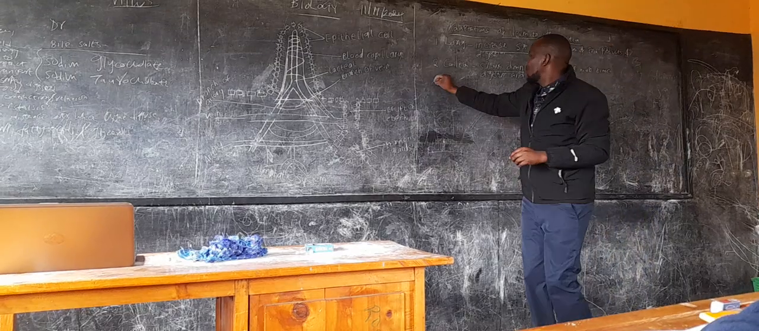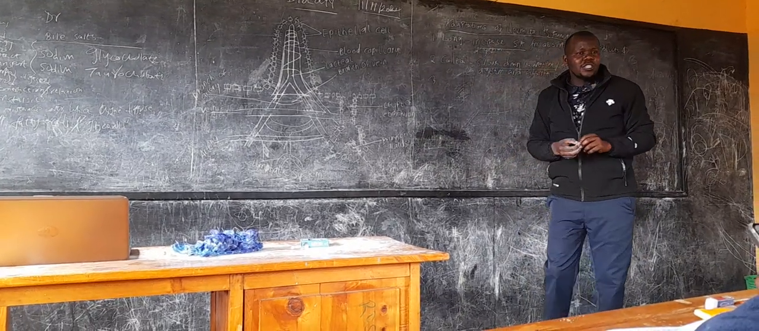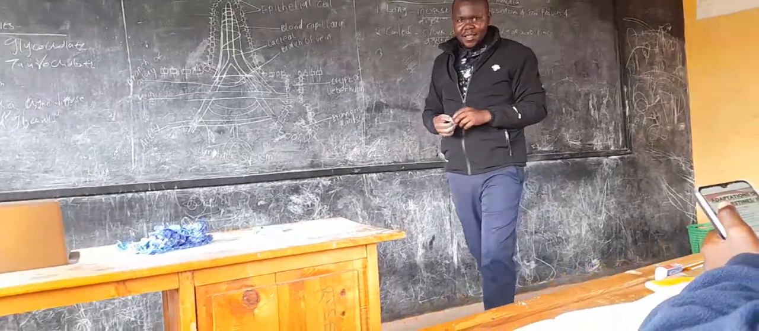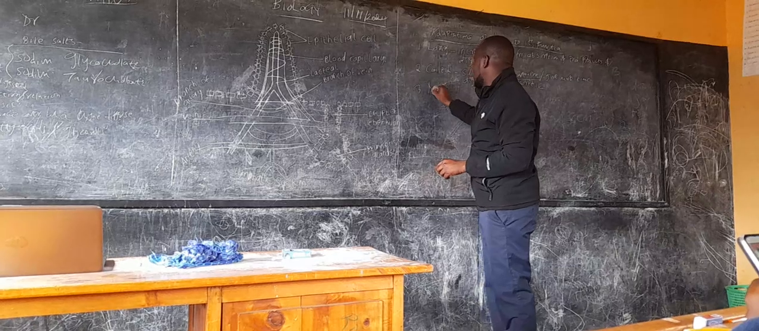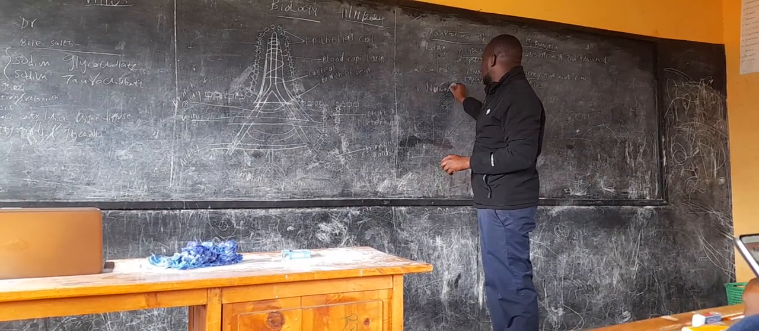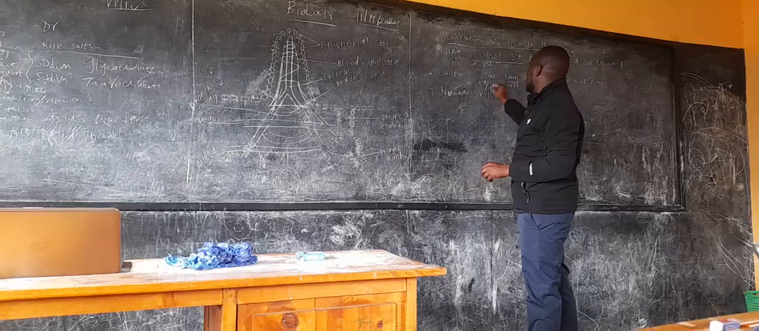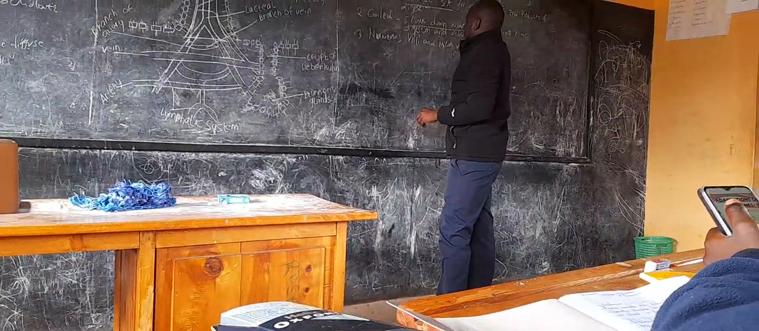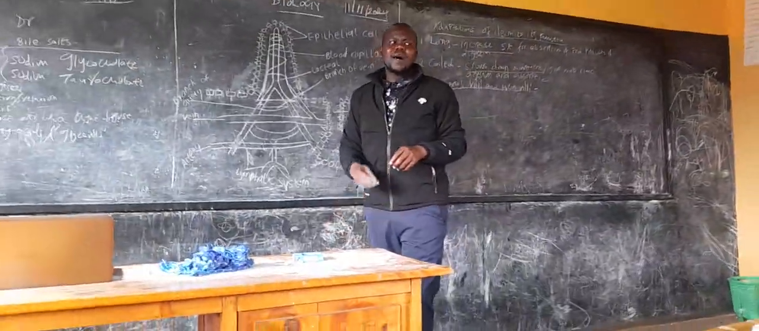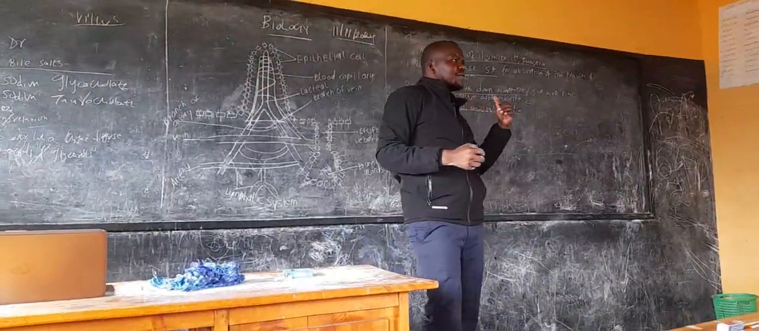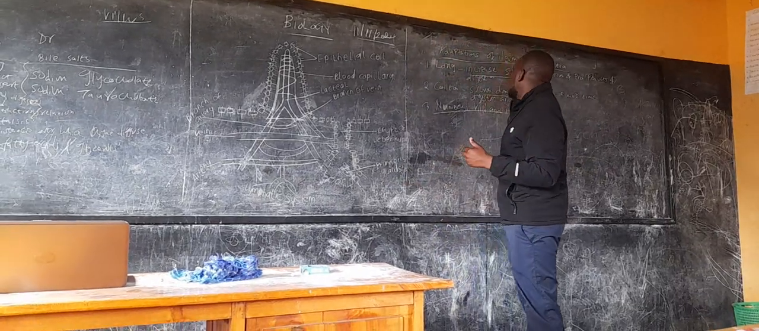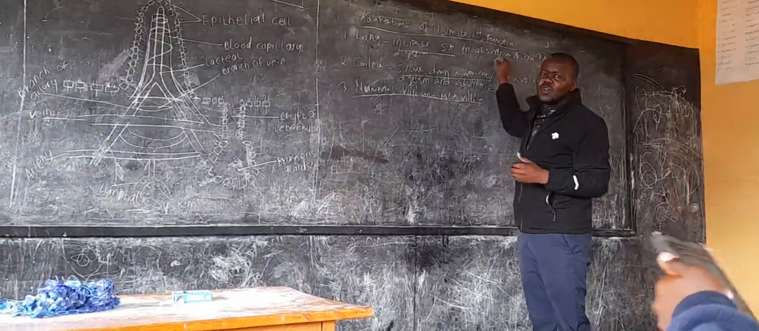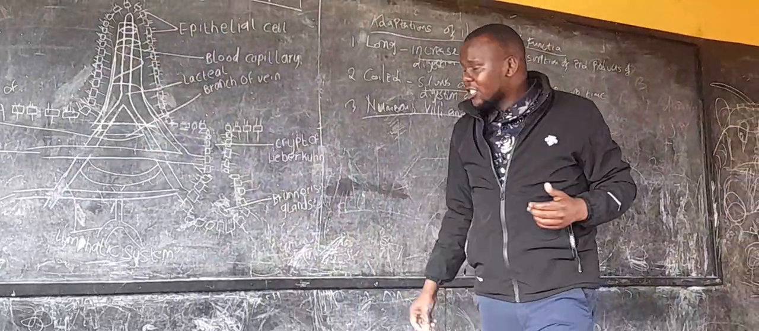Then we have number 3, which is related to the increase of surface area. Which one is that? Villi and microvilli. Not just villi and microvilli, the word numerous should be there. Numerous means many. Numerous villi and microvilli. To increase what? Surface area for absorption of end products of digestion. It's just increasing the surface area.